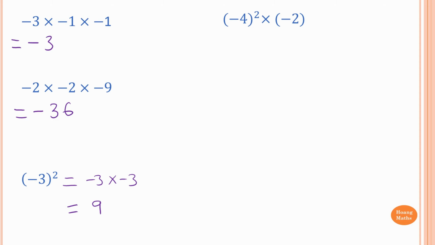Or you can look at the question: we have 3 negative numbers multiplied together, so the result should be negative. And then you go 4 squared is 16. Double 16 is 32. Okay, whatever you're comfortable with.